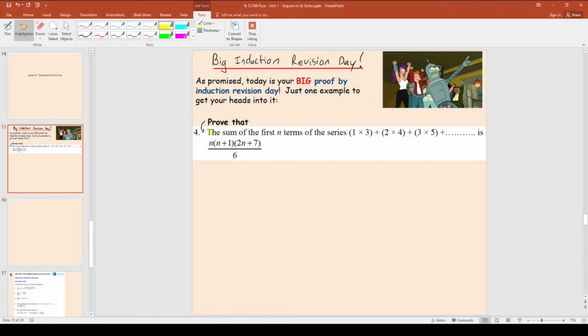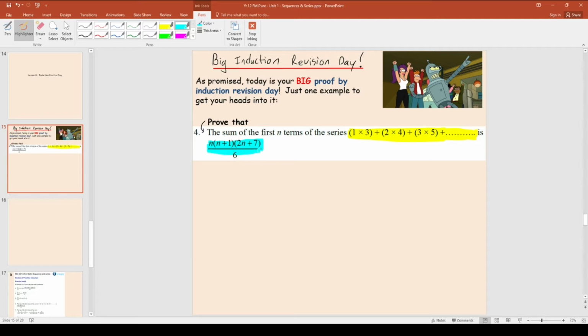It says, prove that the sum of the first n terms in a series, and it lists it out like that, including these ones, is equal to what's given down there. So you want to show that it's equal to this. Okay? So that's the proof that we're asked to do.